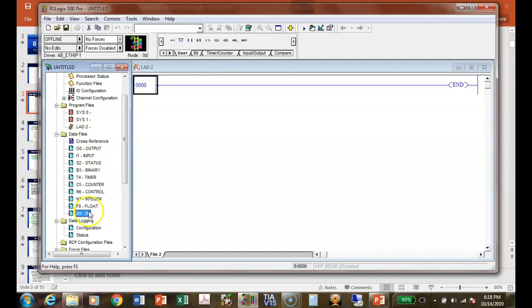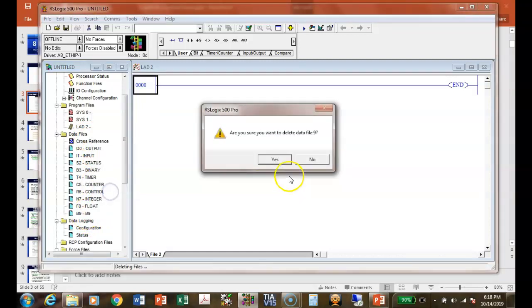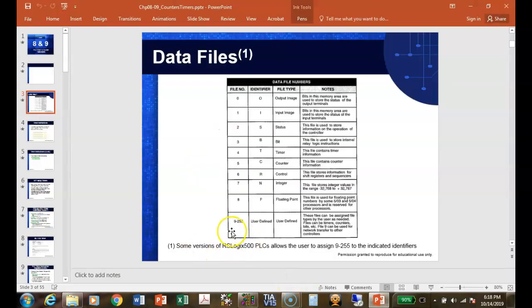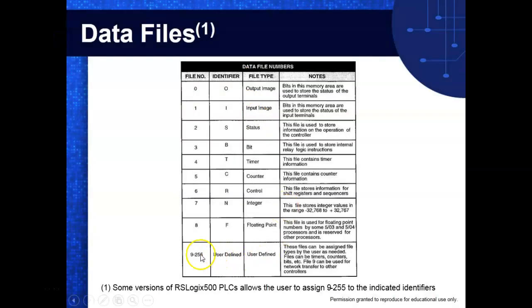So, everybody okay? If I run out of counters, what can I do? I can make a new counter file, right? Or make a new data file. To get rid of it, I'm just going to right-click and choose what? Delete. Okay. So these are open to the user. These down here are assigned, right? You understand that? And then these are assigned by the user, 9 through 255. So you can set those up for different things.